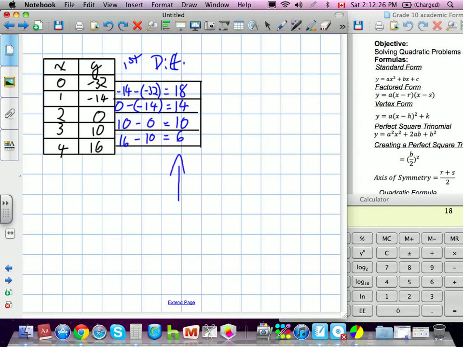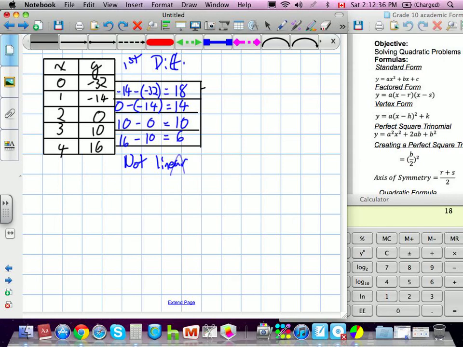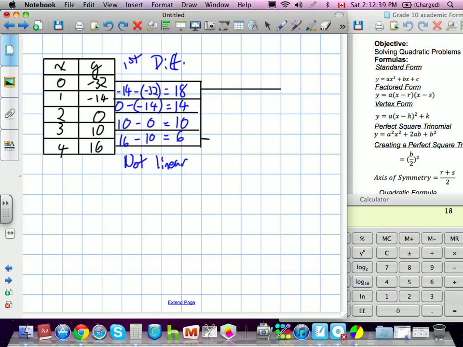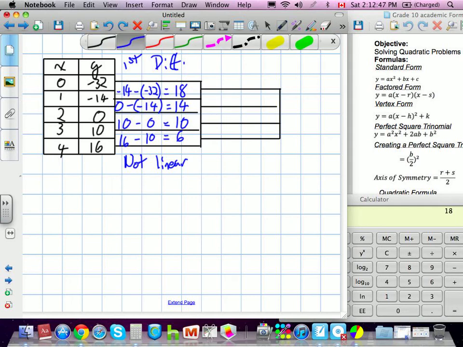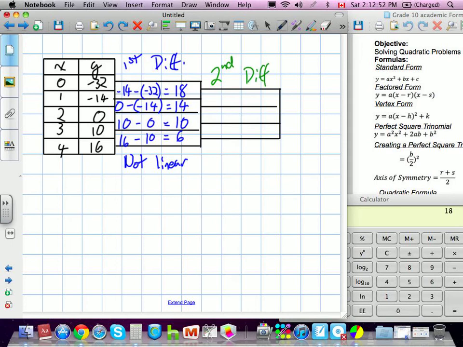Now, just because it's not linear doesn't mean it is quadratic. It could be neither in our cases. But what we're going to do is find the second differences now and see if these are the same. If these end up being the same, that means we have a quadratic function. If they're not the same, then we don't have a linear nor a quadratic function. So second differences. Let's go bottom from the top again. 14 subtract 18 gives us negative 4. 10 subtract 14, negative 4. And 6 subtract 10.